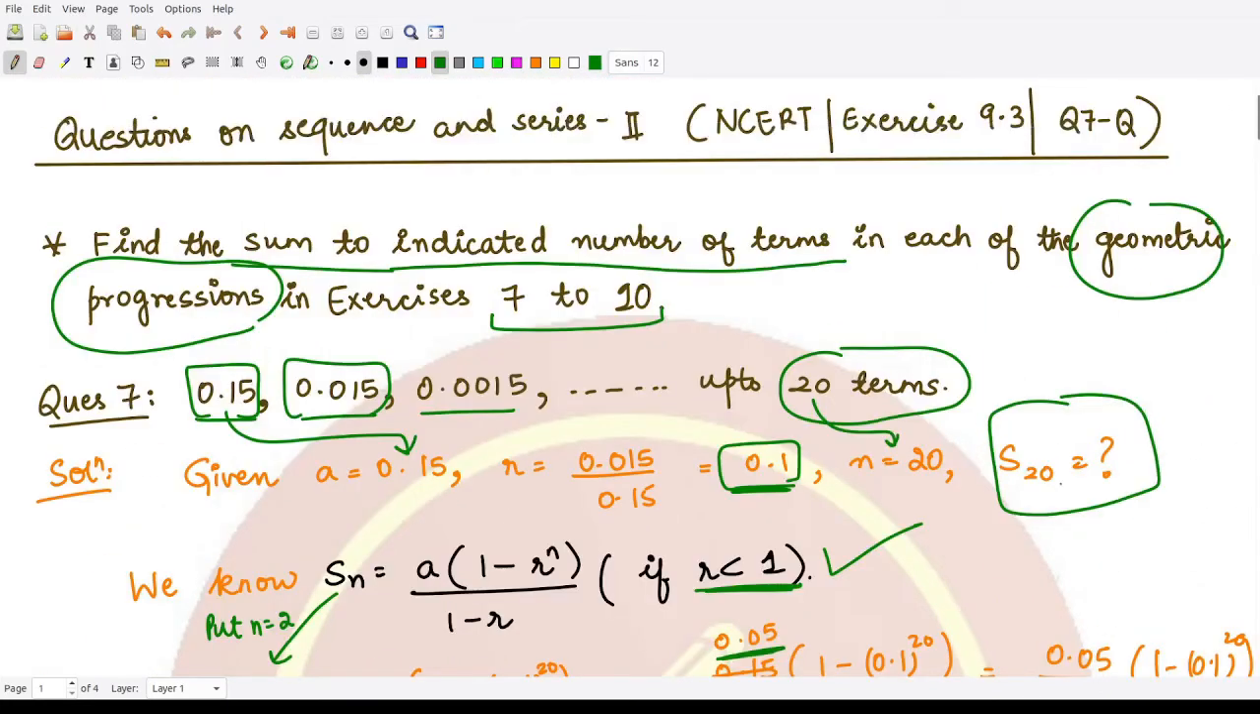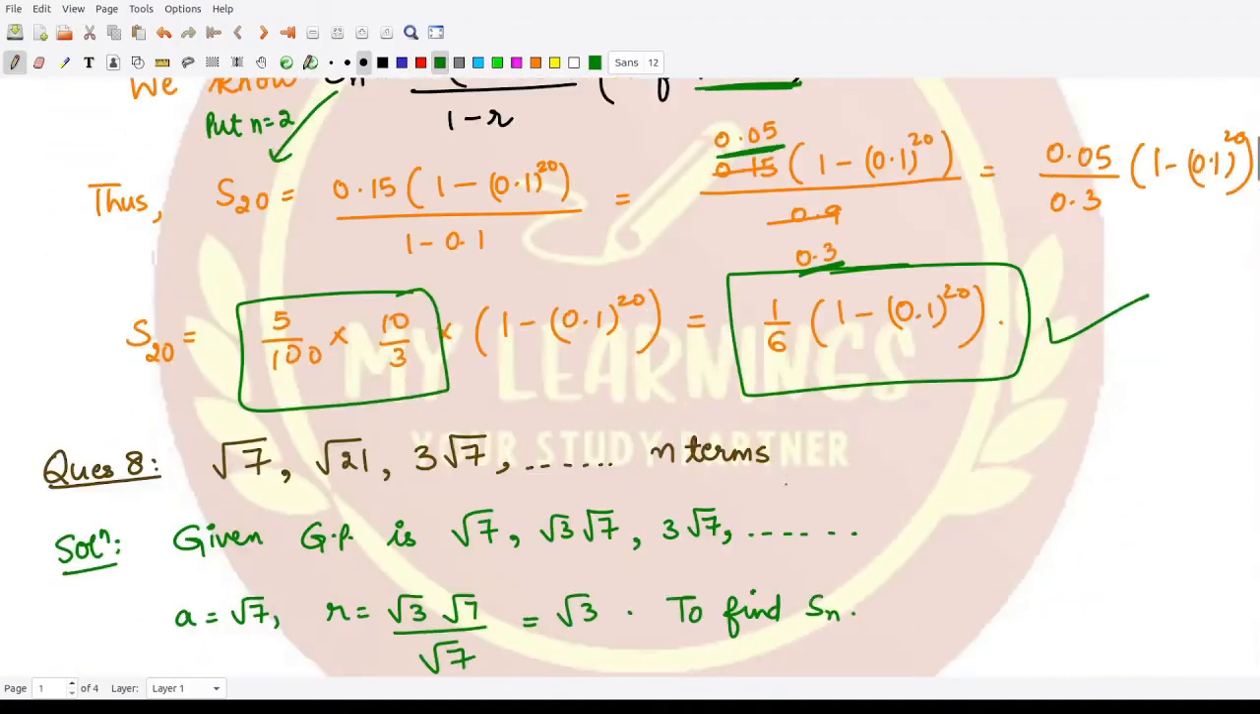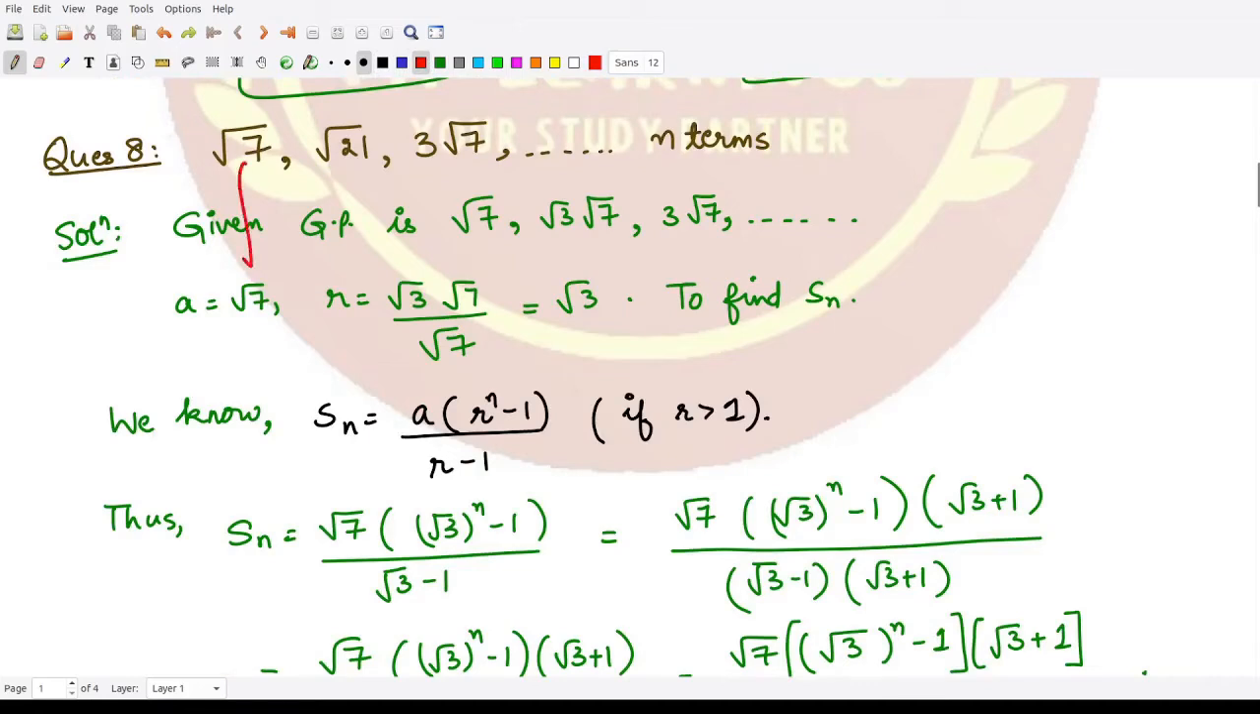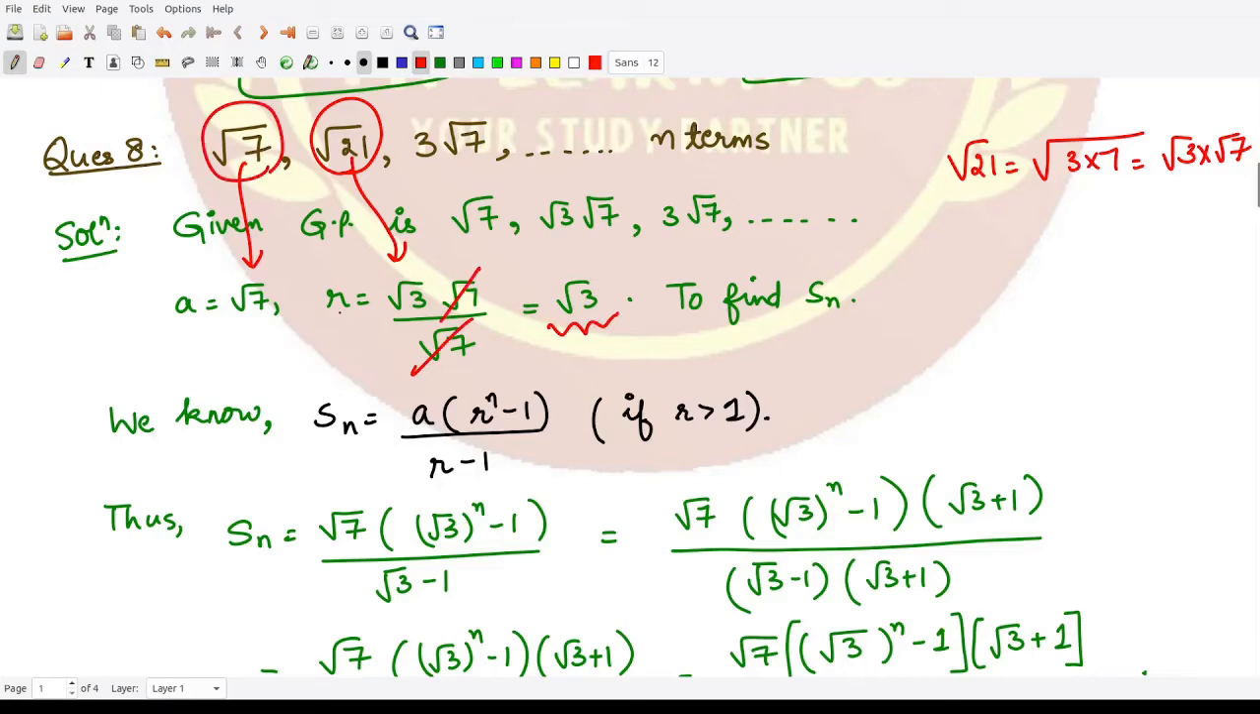Now in the 8th question also, we need to find the sum of the first n terms of this given GP. For this particular question, we can very clearly see that our first term is square root 7. The common ratio is obtained when you divide the second term, which is square root 21. You can write square root 21 as square root of 3 into 7, which is square root 3 multiplied with square root 7. So the second term divided by the first term, this and this cancel, so square root 3 is the common ratio.